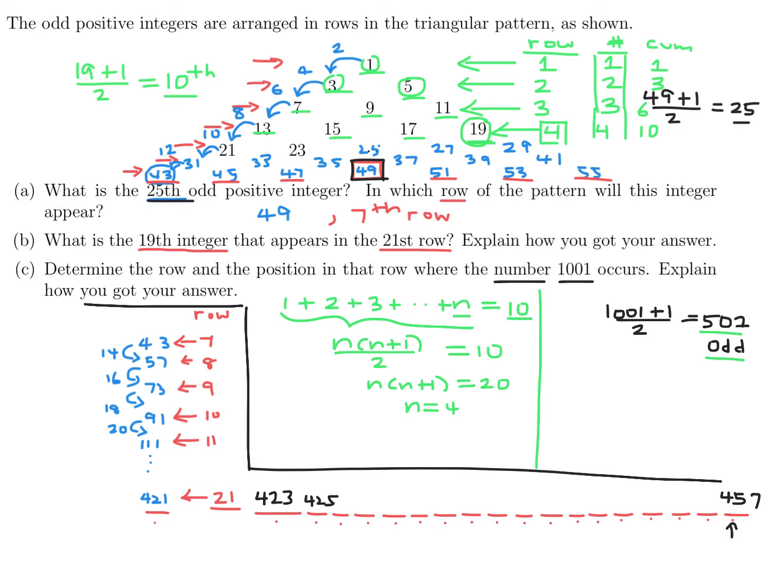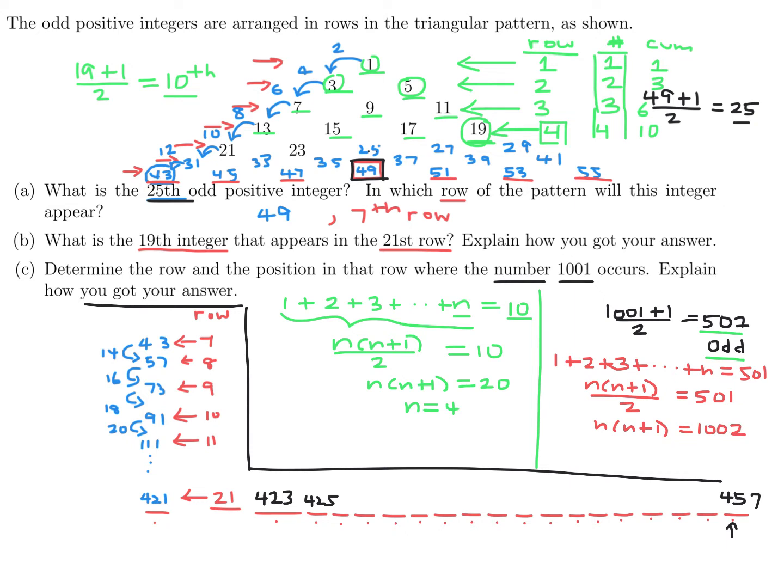So what we have to do is the exact same thing, but this time we have to do it for the 501st odd number. So the same thing, 1 plus 2 plus 3 plus ... plus n, this time equals 501. And then again, that formula is n times (n plus 1) divided by 2 is 501. And now we have n times (n plus 1) is equal to 1002.